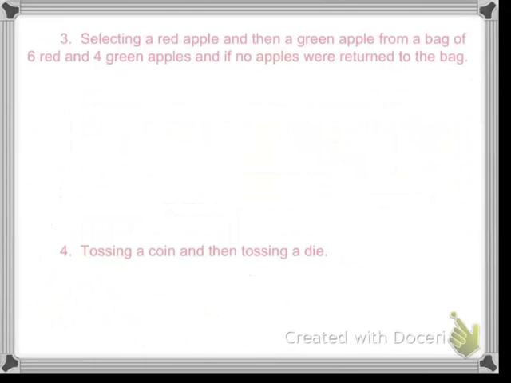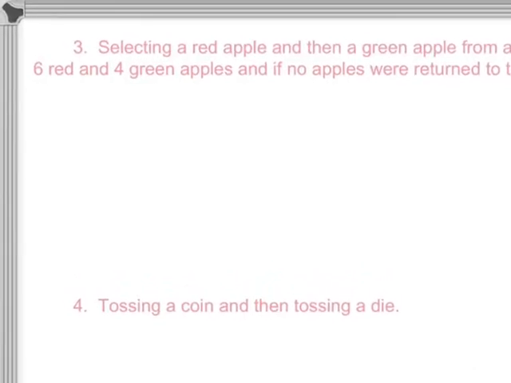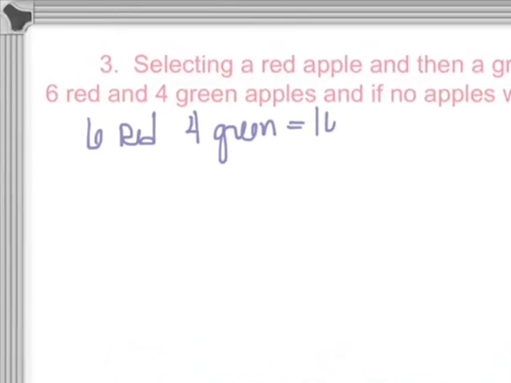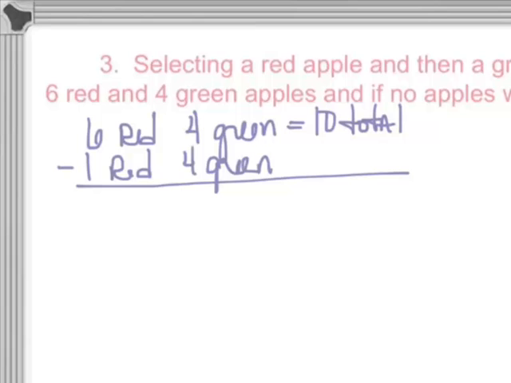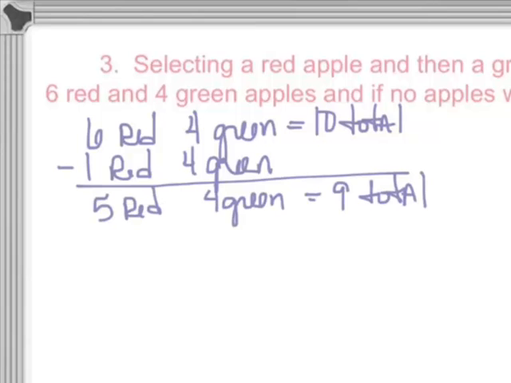Example 3 states selecting a red apple and then a green apple from a bag of 6 red and 4 green apples, and no apples are returned to the bag. So, if you have 6 red and 4 green apples, you have a total of 10 apples in the bag. If you take out a red apple, then you have 5 red apples and 4 green apples in the bag.